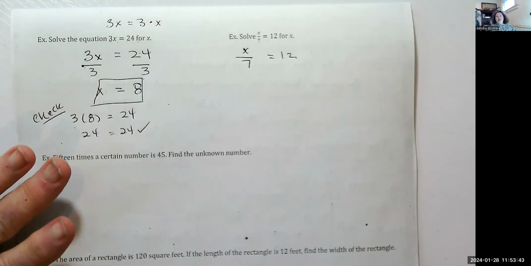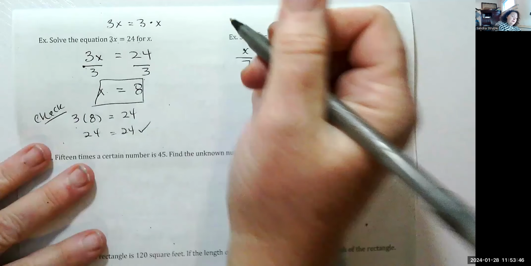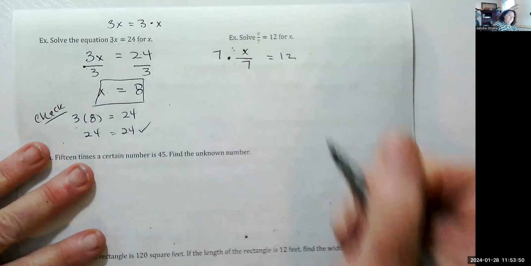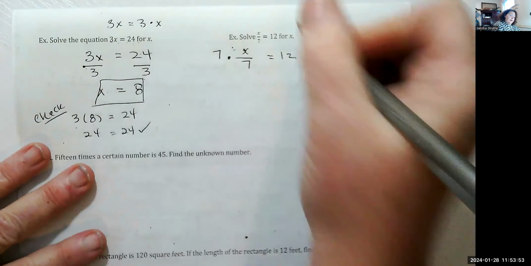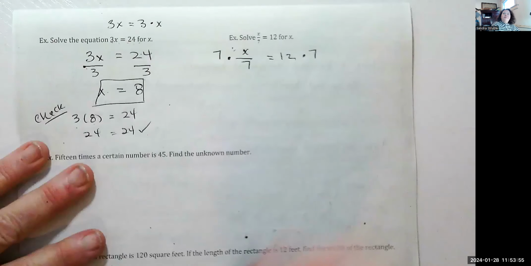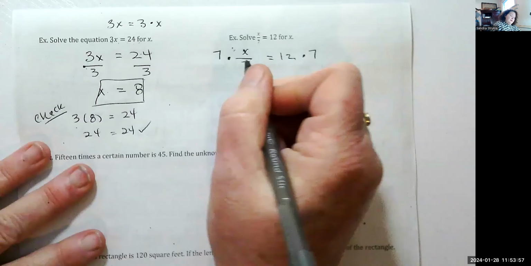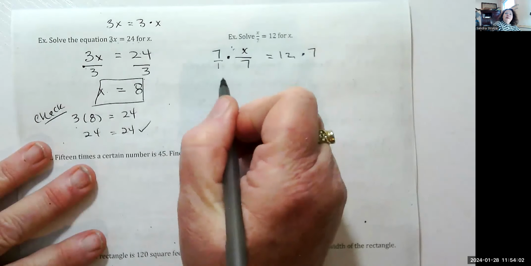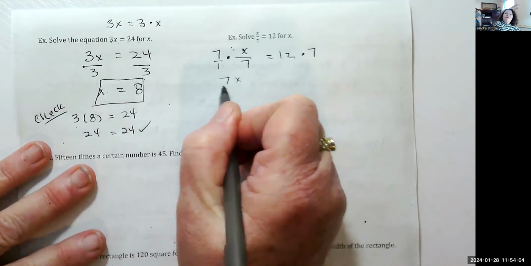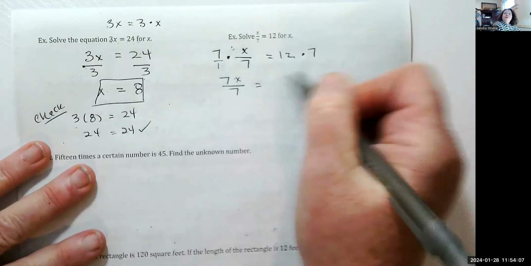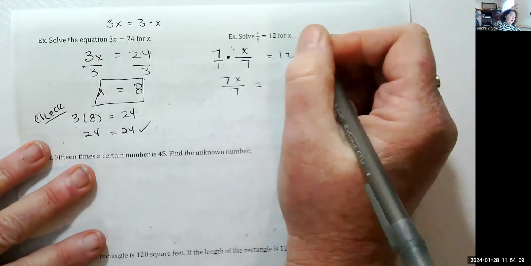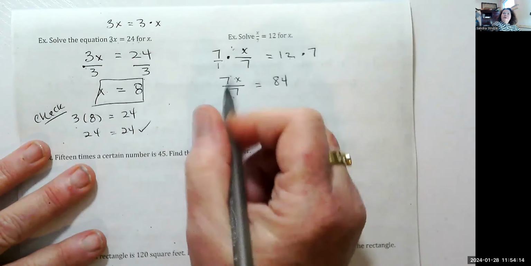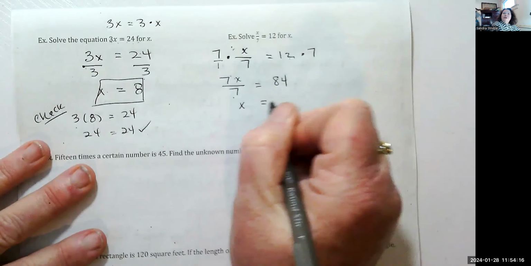The opposite of division, or the inverse of division, is multiplication. So I'm going to multiply this side by 7. What you do to one side, you have to do to the other. This becomes, when you multiply fractions, 7 over 1, 7x over 7 is equal to 12 times 7 is 84. 7 divided by 7 is 1. So this just becomes x is equal to 84.